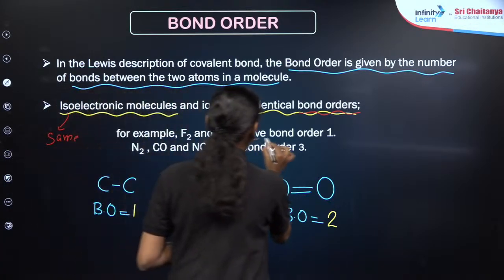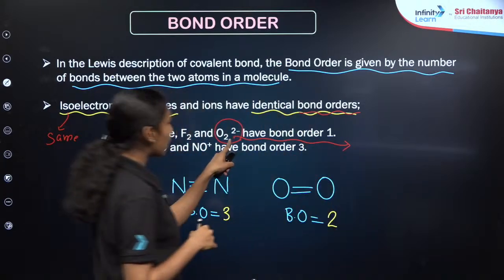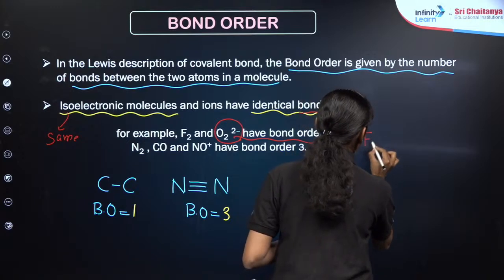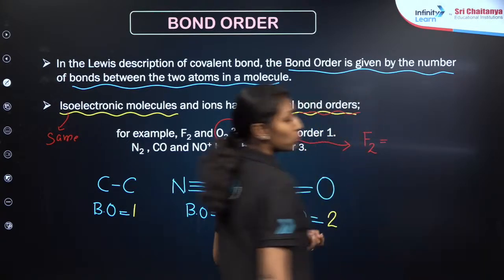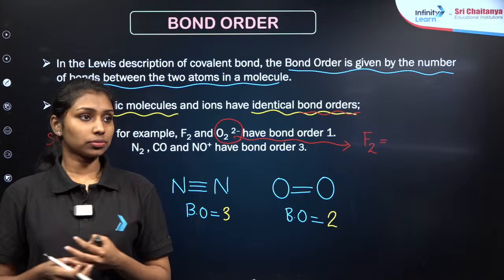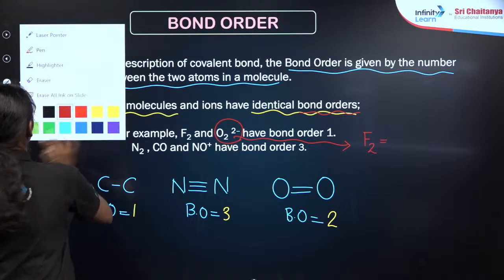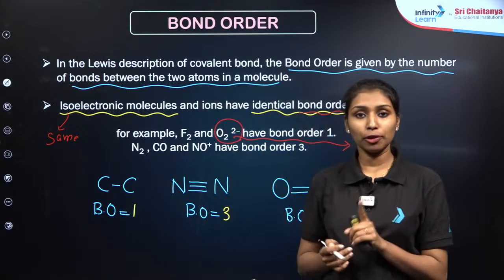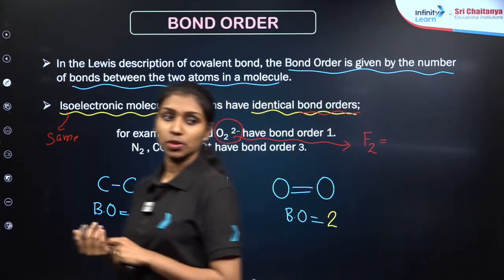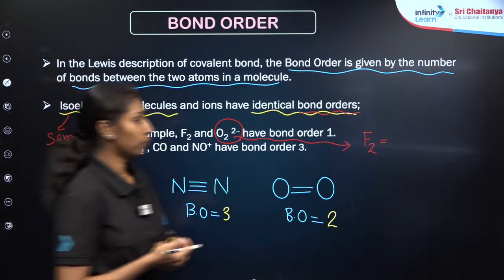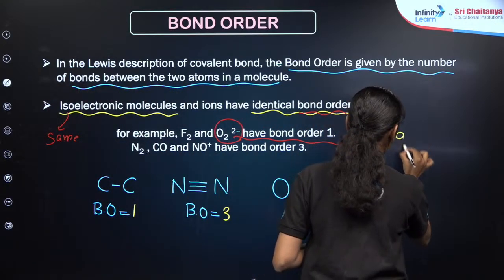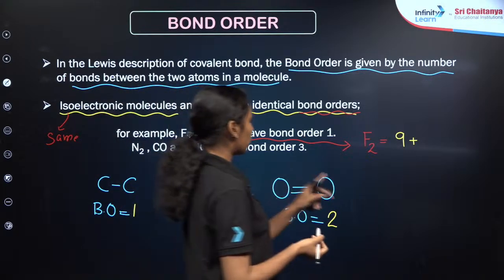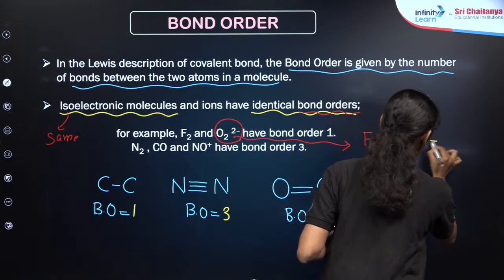Before that, you must have an idea that this O2 2- is isoelectronic with the F2 molecule, right? If I am taking the F2 molecule, how many electrons are present over here? How many electrons are present in one fluorine atom? 9, right? Its atomic number is 9, which means it contains 9 protons and 9 electrons. So 9 plus 9 is equal to 18 electrons.